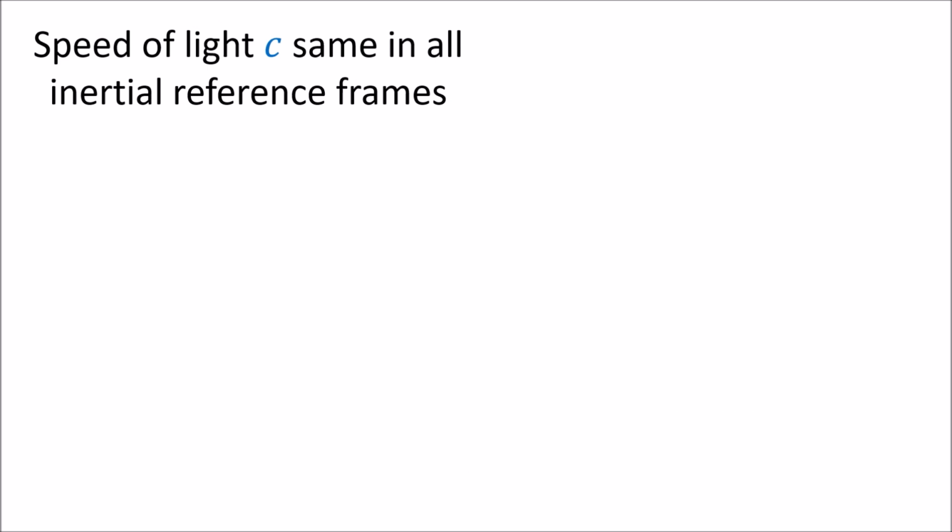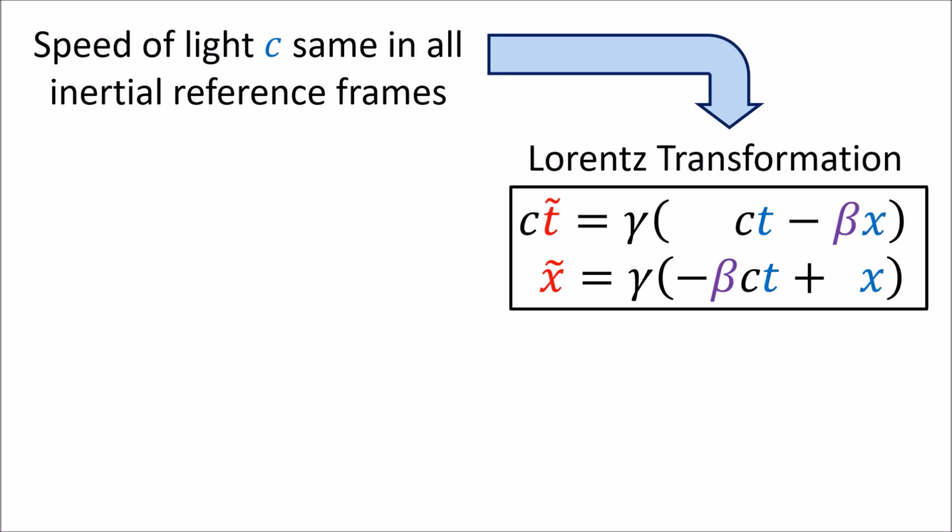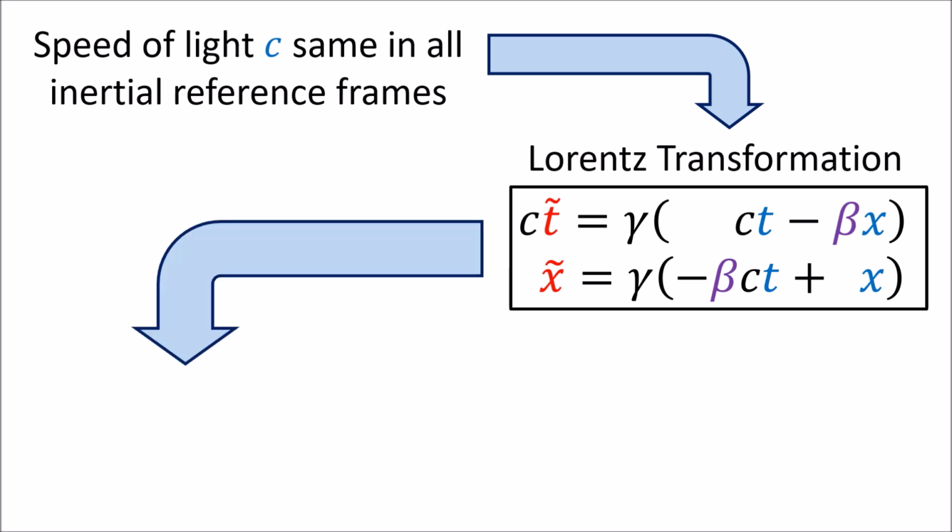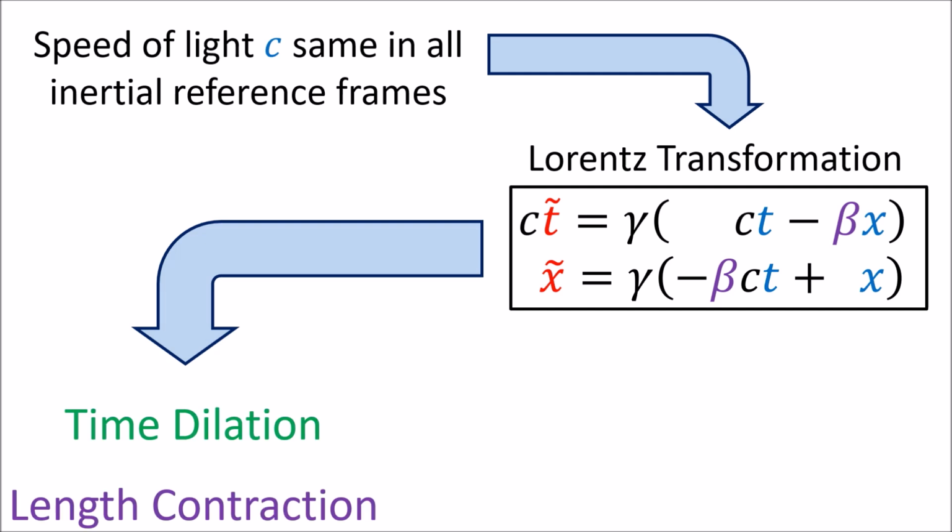If we accept that the speed of light is invariant in all inertial reference frames, then we have to accept the Lorentz transformations. And if we accept the Lorentz transformations, then we have to accept the idea that different observers will measure time and space differently. This brings us to time dilation and length contraction.